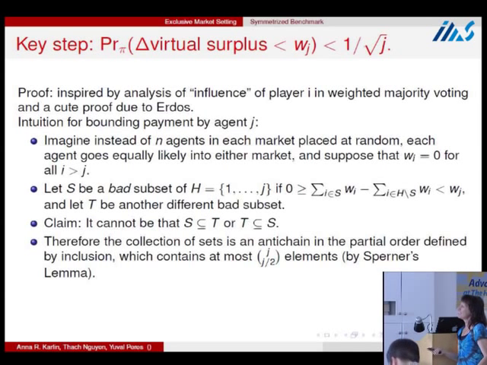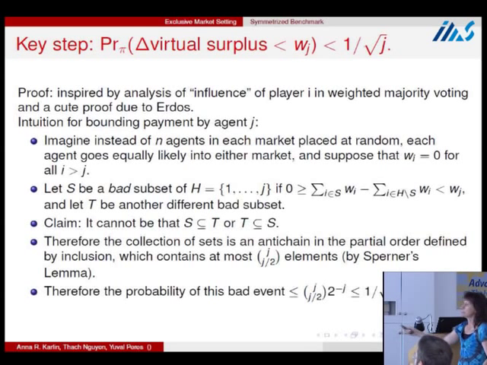So that means that this collection of bad subsets has to be an antichain in the partial order defined by inclusion, which we know contains at most j choose j over 2 elements, and therefore the probability of this bad event is small. Now I should say that this is completely ridiculous in our context, because in our context we were partitioning the agents into two equal-sized subsets. So if all the Wi's were equal, the probability that the difference is equal to 0 is 1. But that's exactly the case where the sum of the values is equal to the fixed price revenue. And so basically you can deal with it.